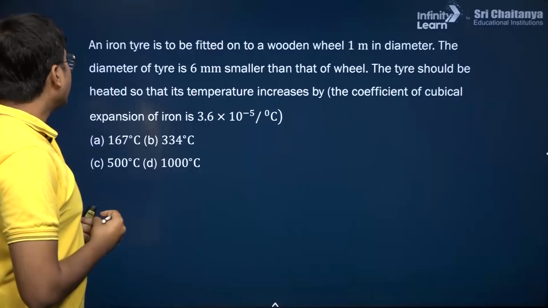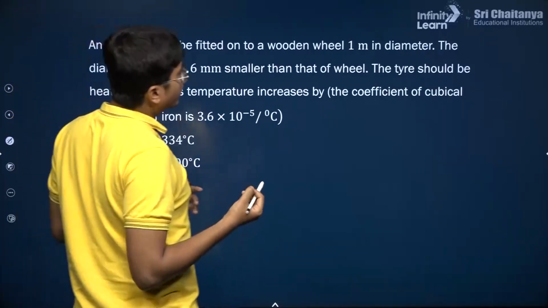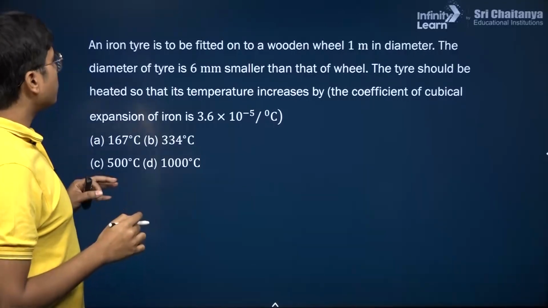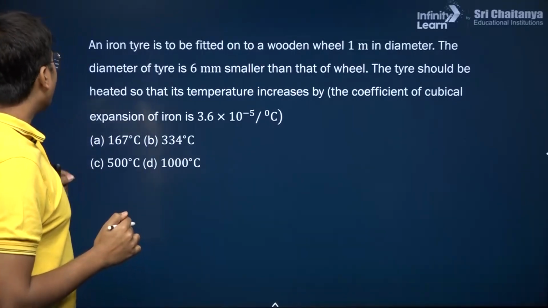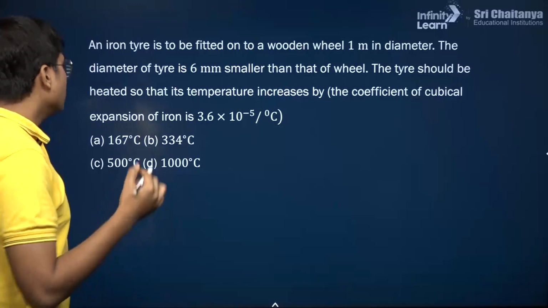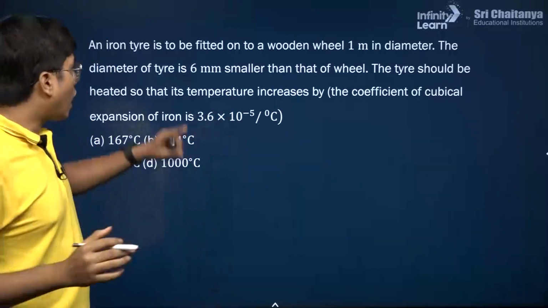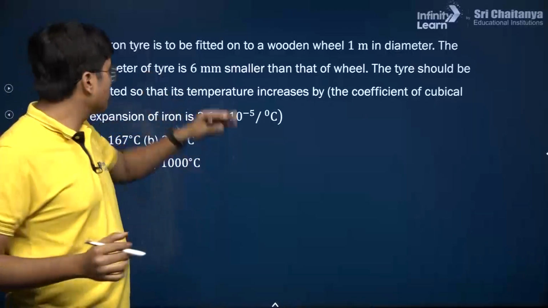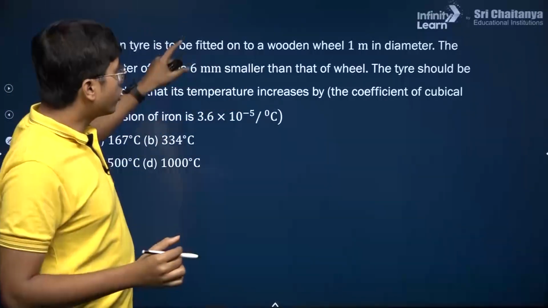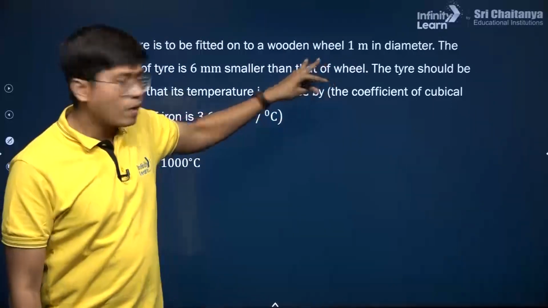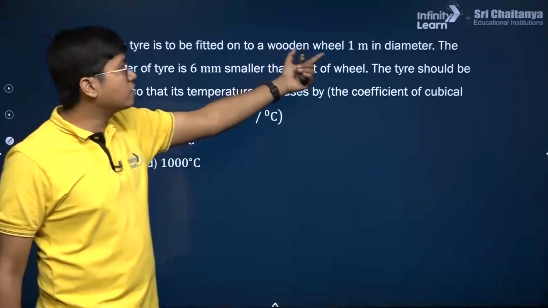Next one says an iron tire is to be fitted onto a wooden wheel 1 meter in diameter. The diameter of the tire is 6 millimeters smaller than that of the wheel. The tire should be heated so that its temperature increases by, and we need to find it. So how much do I want the increase in length? That is 6 millimeter. What is the original length? It's 1 meter. Diameter, radius, forget, it's just length, right? Increase in diameter 6 millimeter.